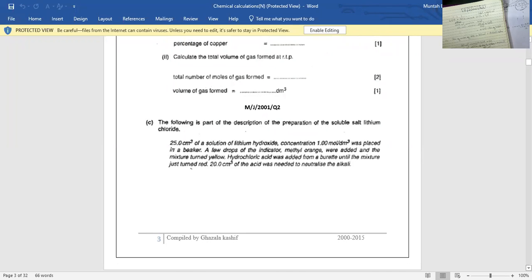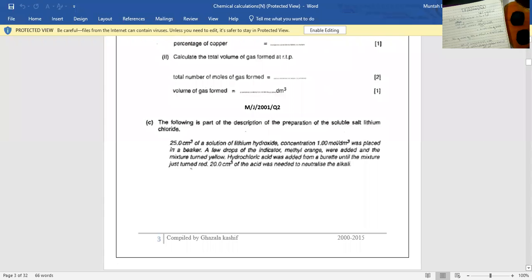Yes, miss. It feels sticky. So what's happening here? If you understand the story, it won't scare you. So I want you to understand what's happening here. 25 cm cube of a solution of lithium hydroxide was placed in a beaker. What is a hydroxide?